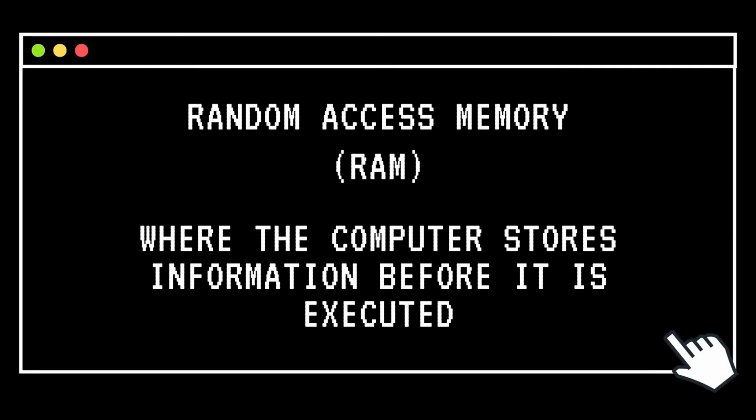Next, we have RAM. What is RAM? RAM is random access memory. What is random access memory? Random access memory is where the computer stores information before it is executed. So it's like a queue, you know?